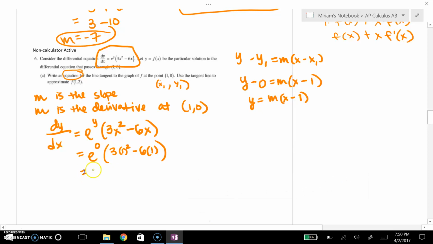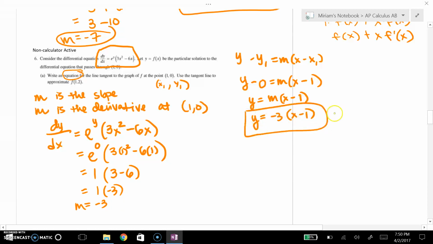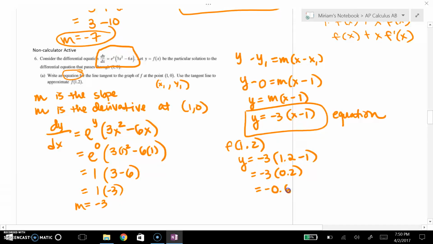Okay, solve. So this becomes 1 times (3 minus 6), which is 1 times negative 3, and the slope is negative 3. So I have y equals negative 3 times (x minus 1). This is my equation. Now, I'm not done because I need to approximate f(1.2). That means I'm plugging in 1.2. So I have y equals negative 3 times (1.2 minus 1), which is negative 3 times 0.2, which is negative 0.6. So this is f(1.2).